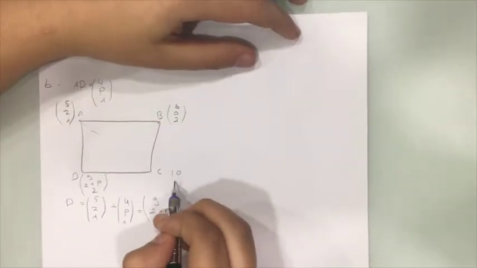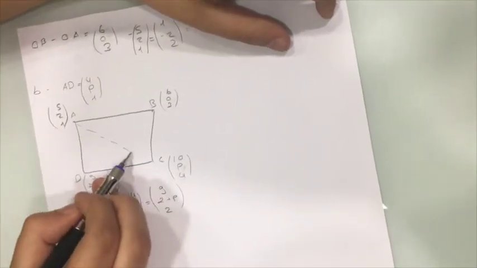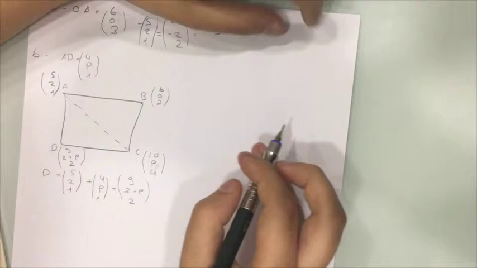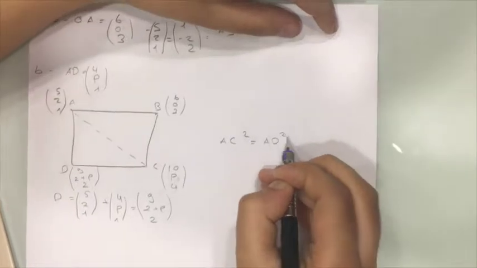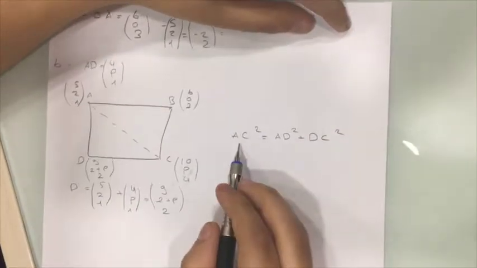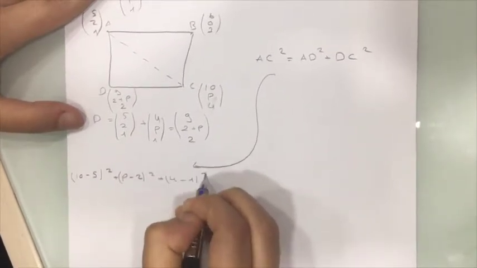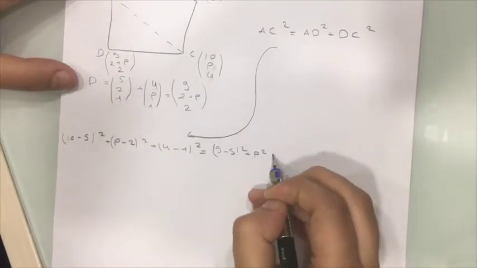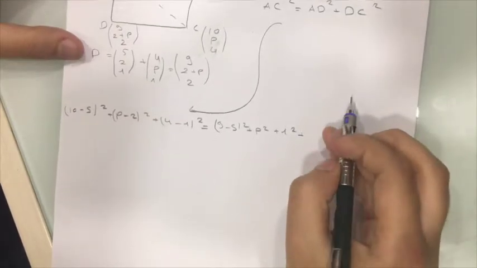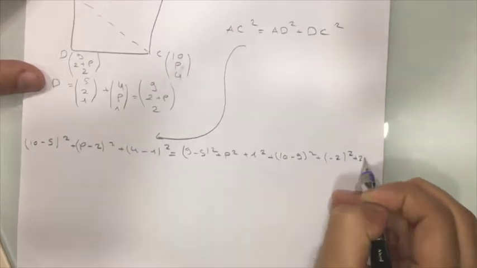C is (10, P, 4), as the difference between D and C should be the same as A and B. To find P, we can draw a line between A and C, and using the Pythagorean method, we can state that AC squared is equal to AD squared plus DC squared. (10 minus 5) squared, plus (P minus 2) squared, plus (4 minus 1) squared, equals AD squared, which is (9 minus 5) squared, plus P squared, plus 1 squared, and the square of DC is equal to (10 minus 9) squared, plus (minus 2) squared, plus 2 squared.